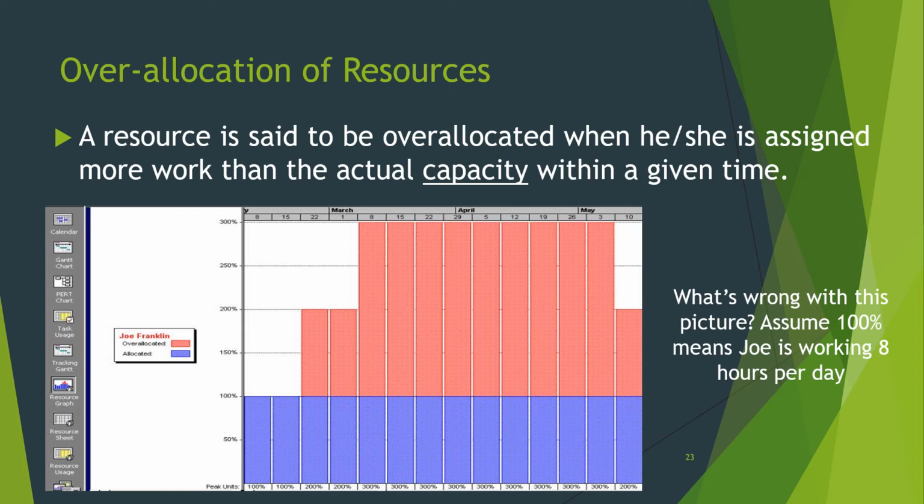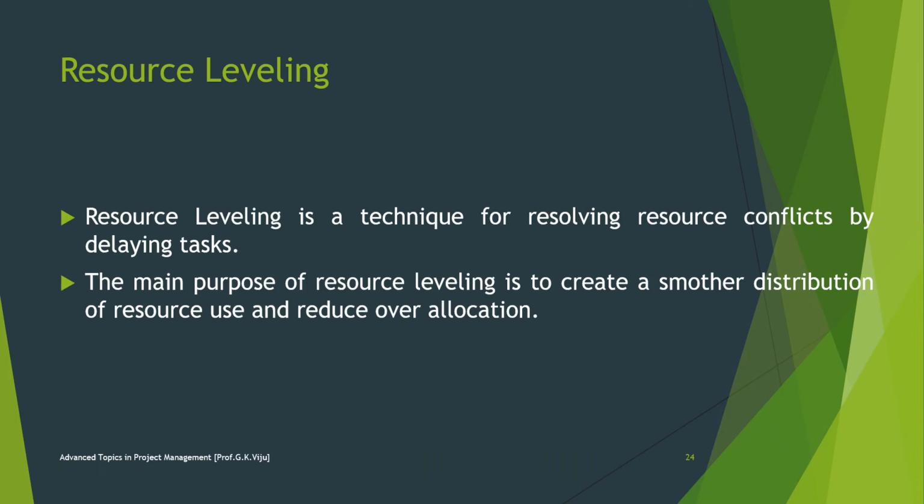Over allocation of resources. When a person or a resource is assigned more work than the actual capacity within the given time, it is over allocation. See here in this picture, Joe Franklin is working more than 100%, meaning he is working more than 8 hours per day. On certain days he is working 200%, 300%, 300%. That means he is overloaded, or overworked.